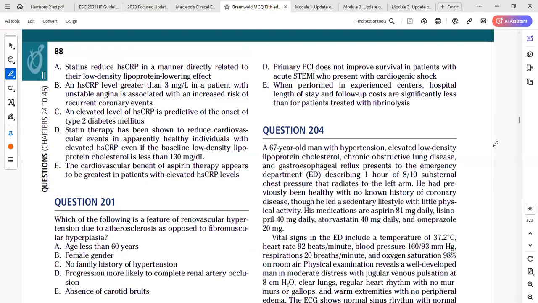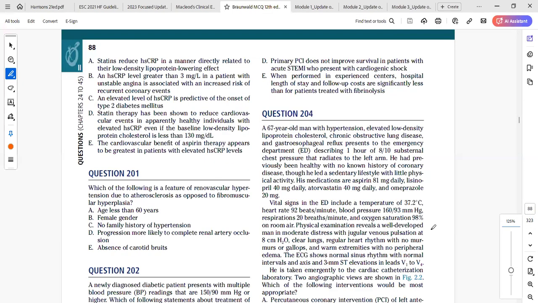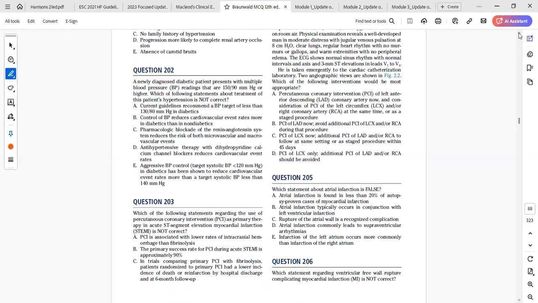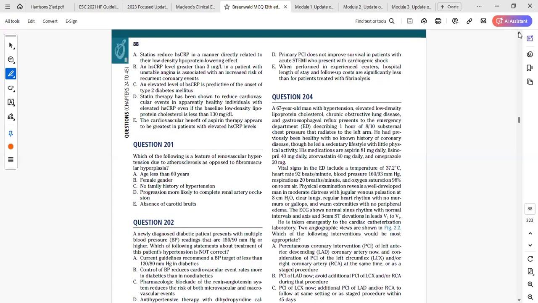No, please, can you go up a little? Yeah, question 204. A 67-year-old man with hypertension, elevated low-density lipoprotein. Please, you can actually reduce it so that I will see the whole question. I'm seeing just very few. All right, can you see this? It remains later so that I'll see the whole.